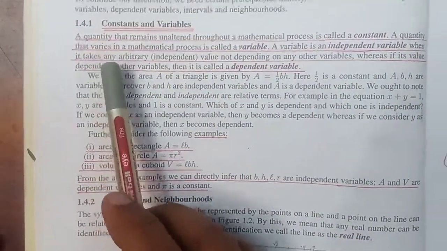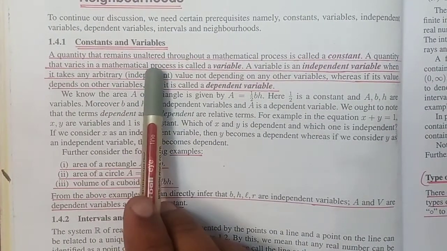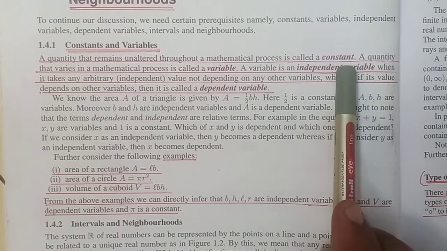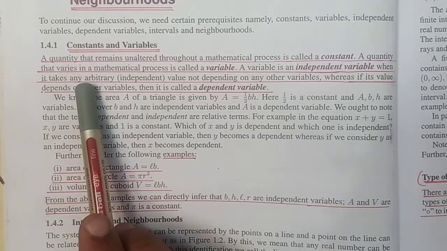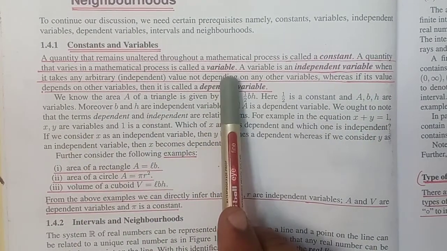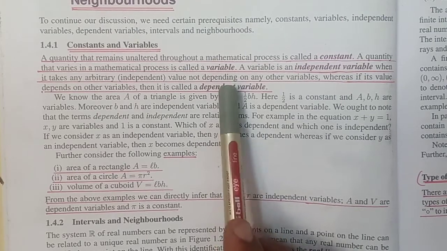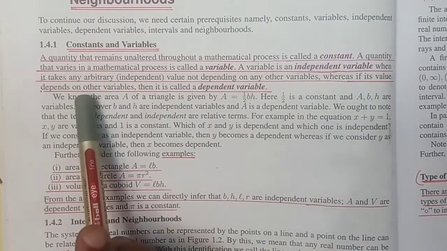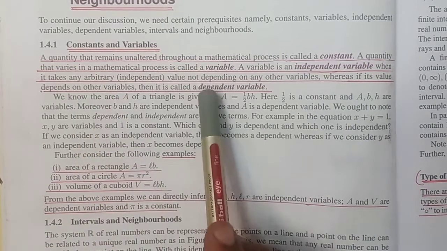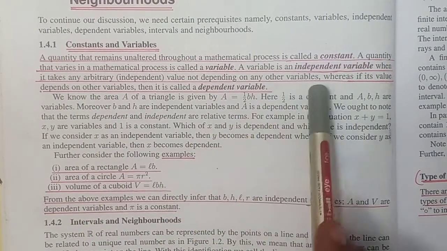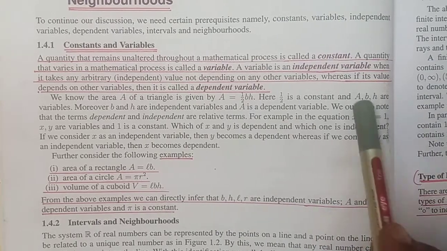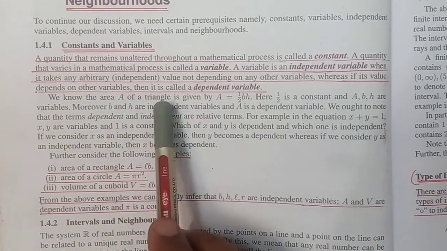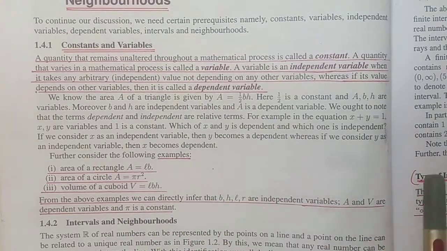A quantity that remains unaltered throughout a mathematical process is called a constant. A quantity that varies in a mathematical process is called a variable. A variable is an independent variable when it takes any arbitrary value not depending on any other variables, whereas if its value depends on other variables, then it is called a dependent variable.